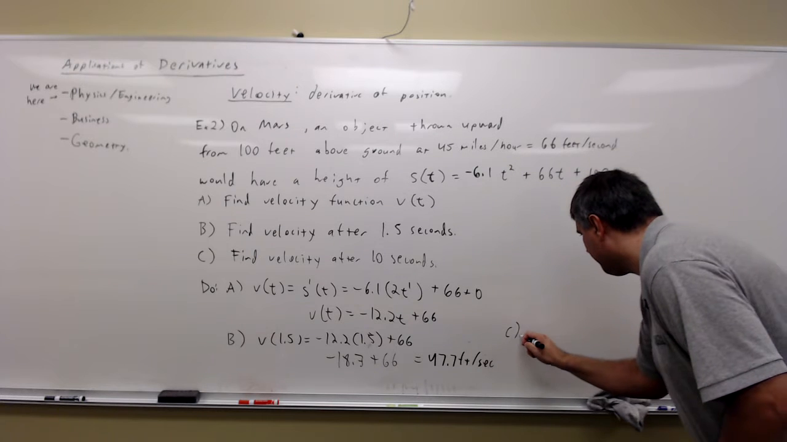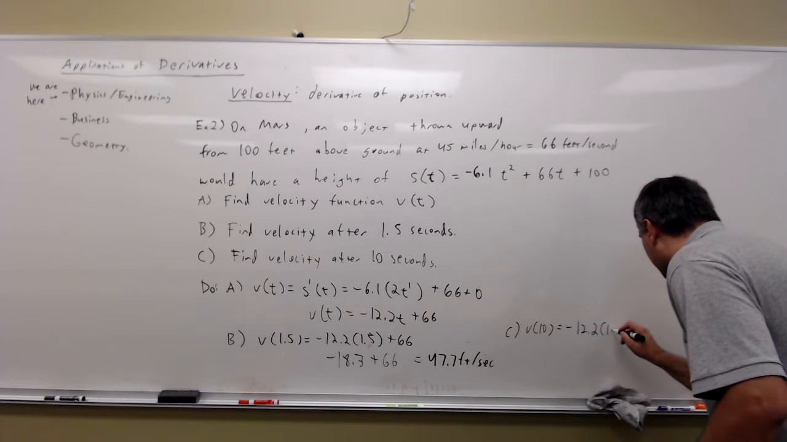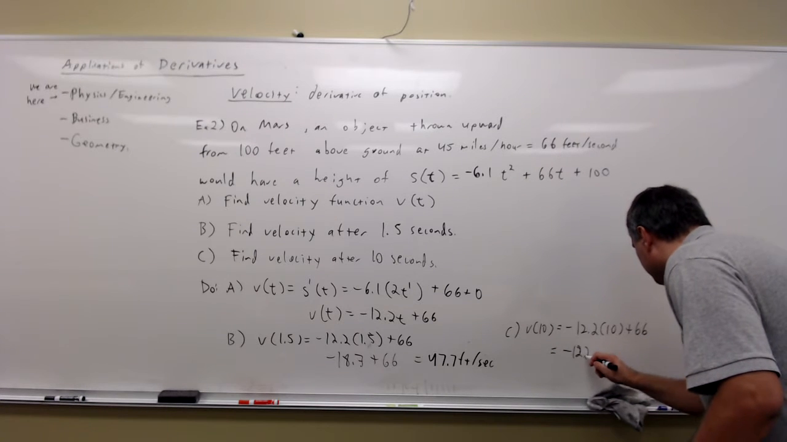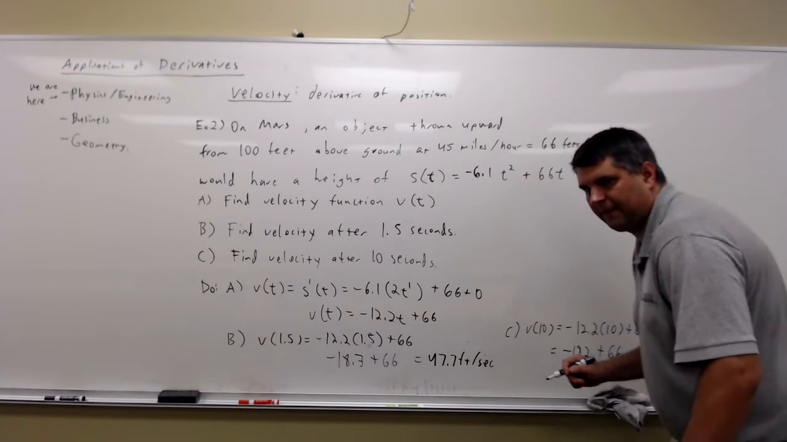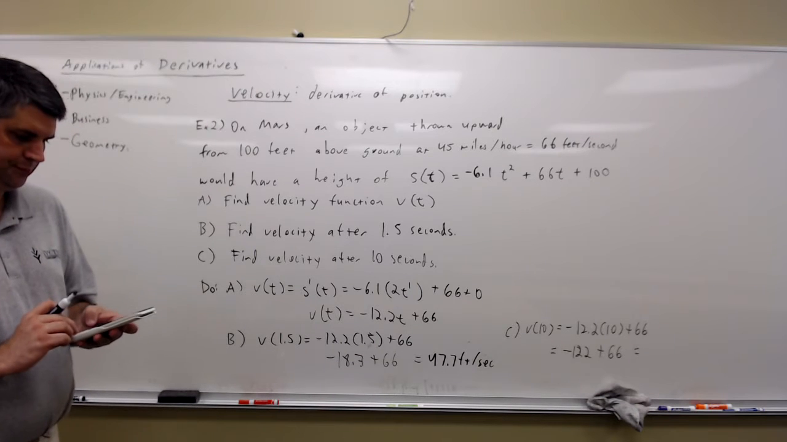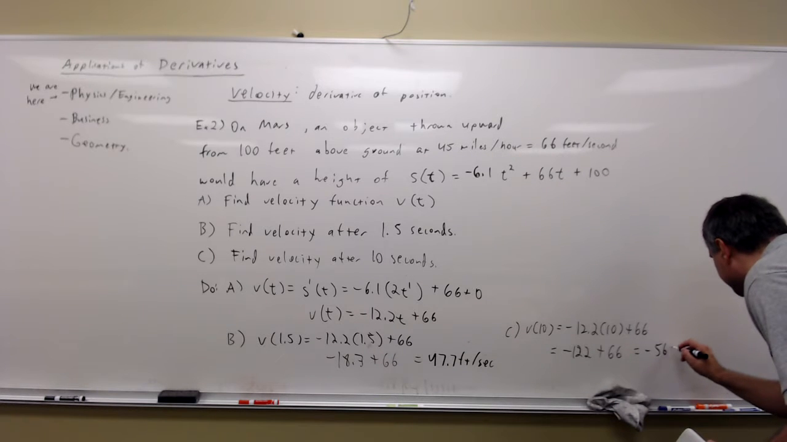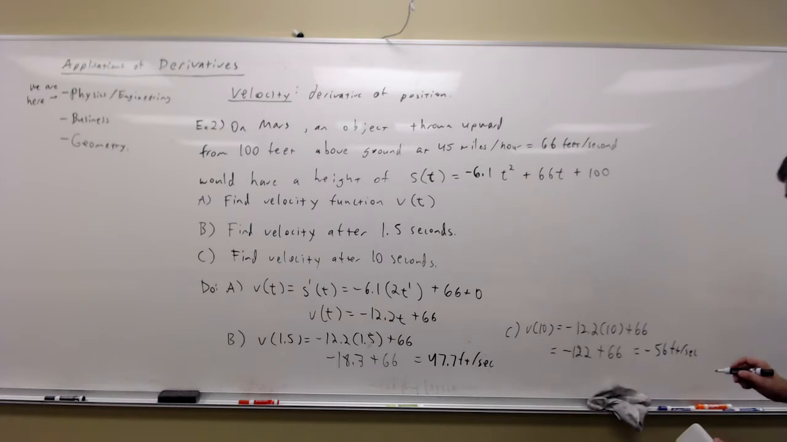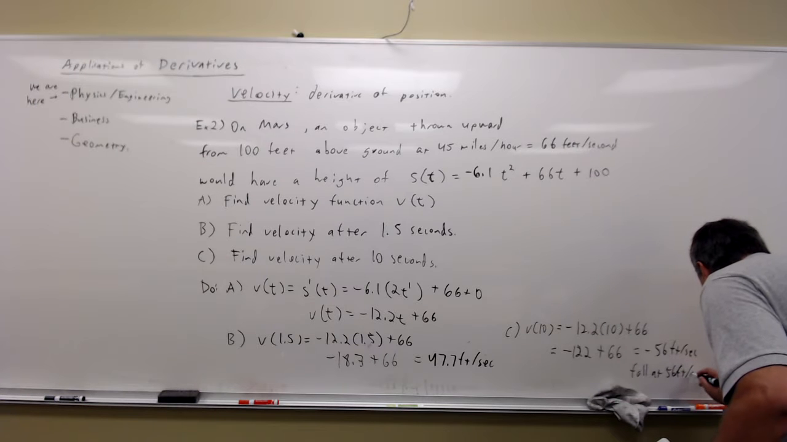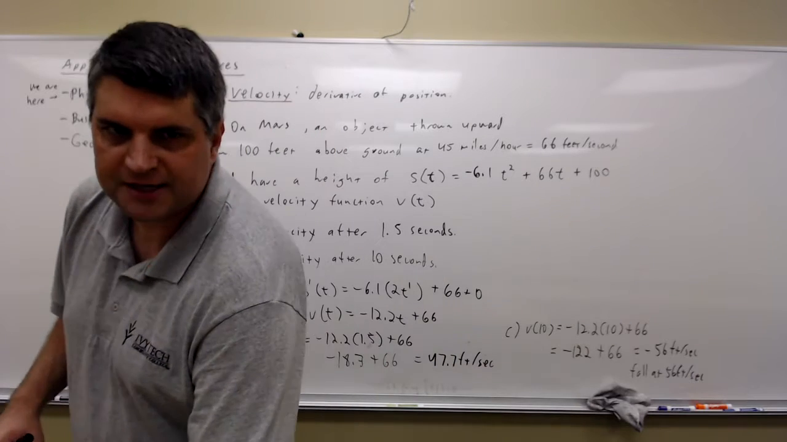C, v of 10 would equal negative 12.2 times 10 plus 66. So that's negative 122 plus 66, which is negative 56 feet per second, meaning a fall at 56 feet per second. That's what that would mean as far as application.